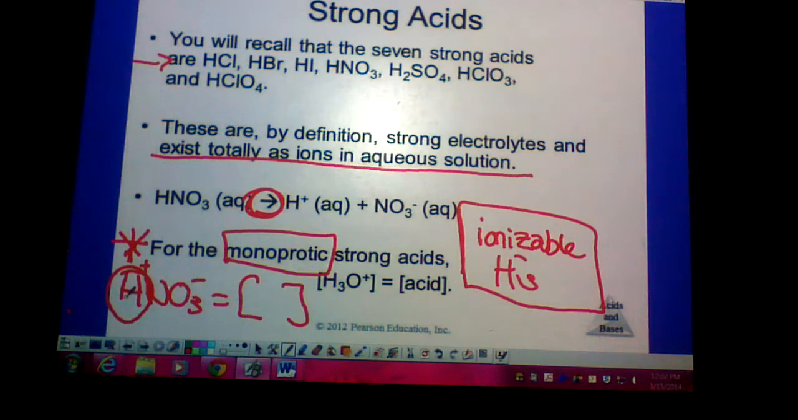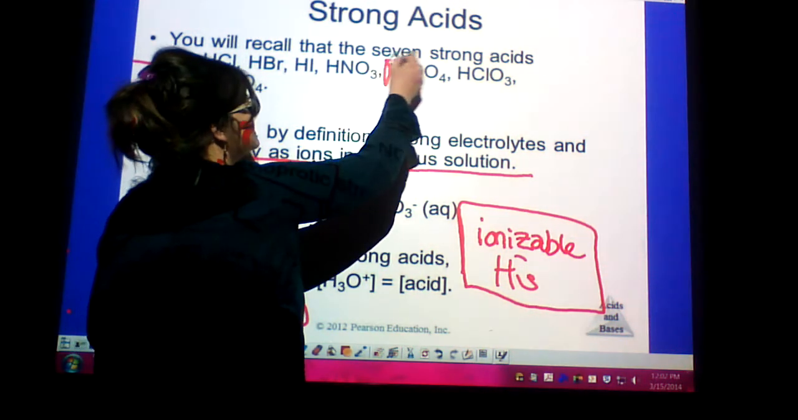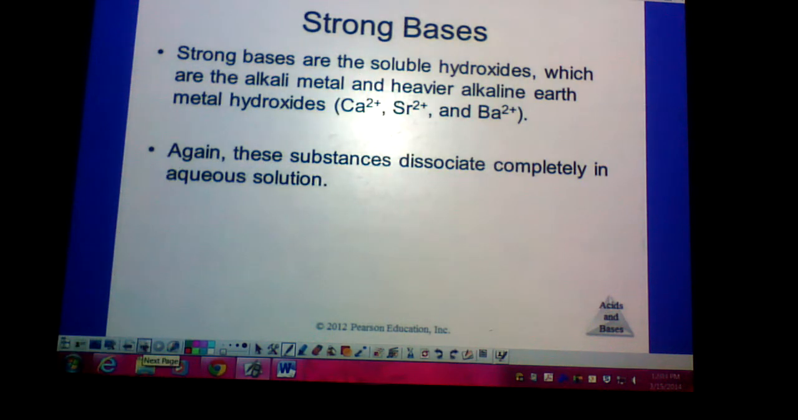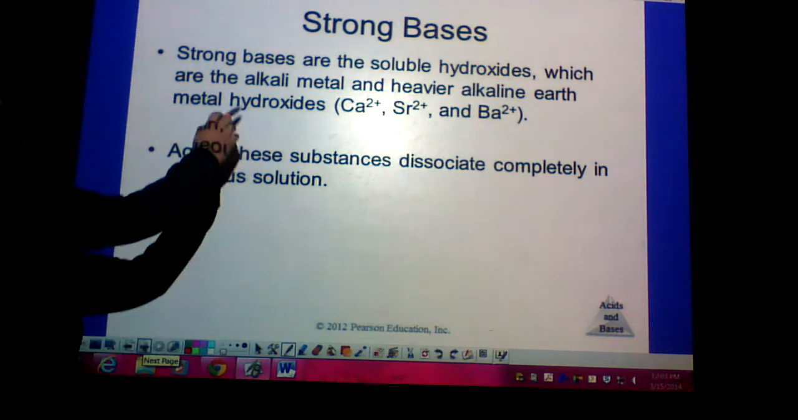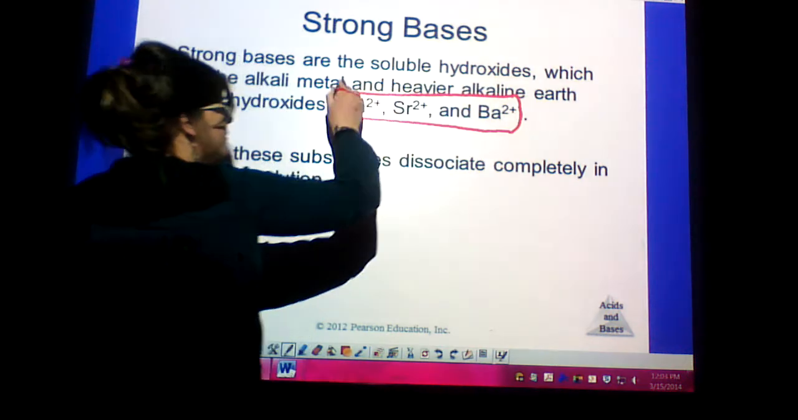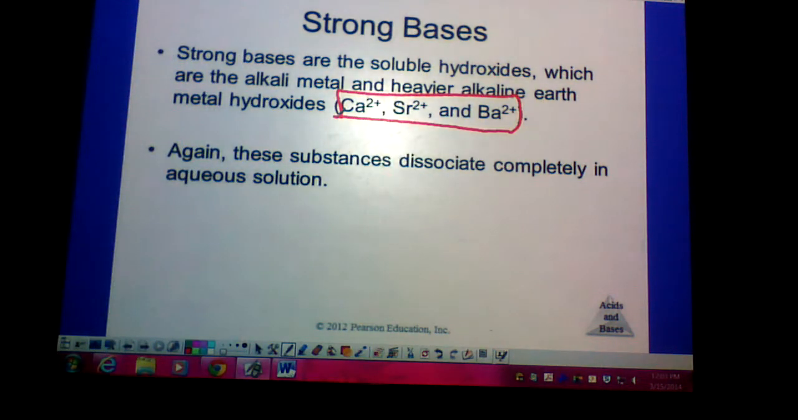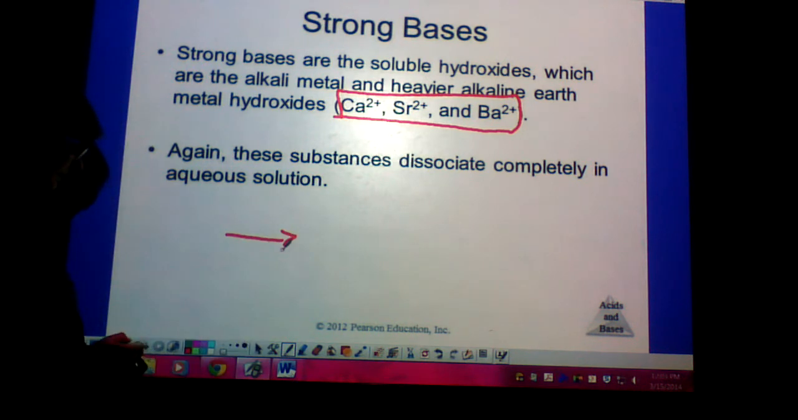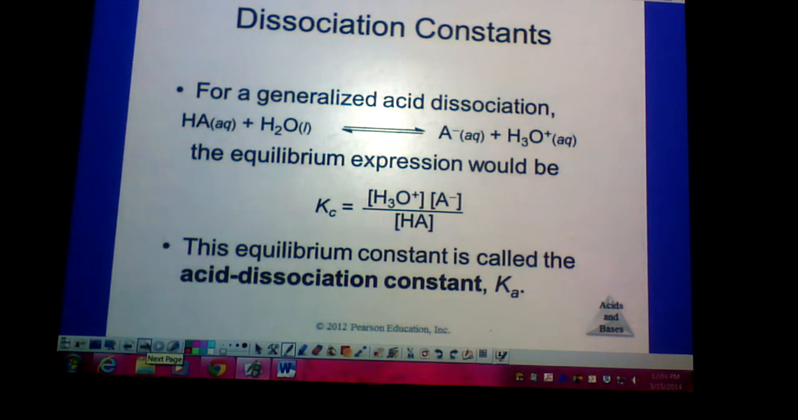There's monoprotic strong acids. We also have one diprotic strong acid, and that's sulfuric acid. So we'll get to polyprotic acids in a little bit. Strong bases, we already know that those are the alkali metals with hydroxide, and then 3 of the alkaline earth metals, calcium, strontium, and barium with hydroxide. Again, these are going to dissociate completely, so we're going to use that single strong arrow.